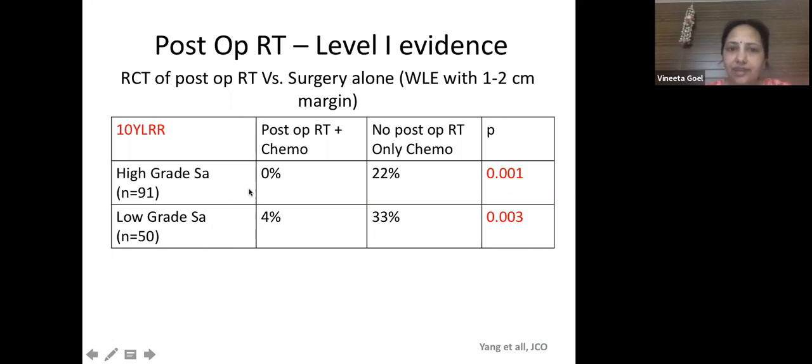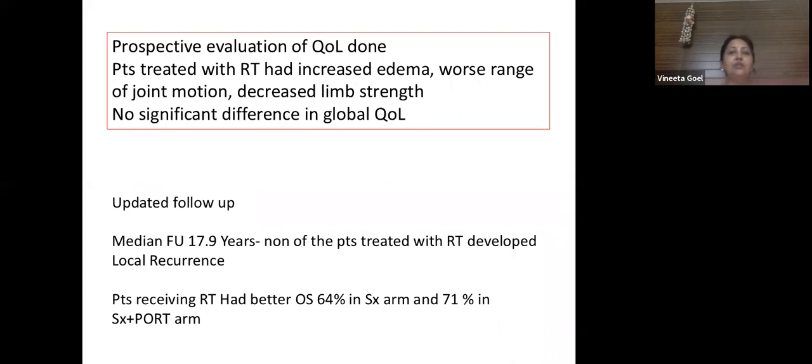There were 91 patients of high-grade sarcomas, and with the addition of radiation therapy, the 10-year local recurrence rate in these patients was 0%, as compared to 22% without post-operative radiation therapy. And the p-value was significant. Even in the low-grade sarcomas, after addition of radiation therapy, there was a 4% local recurrence rate as compared to 33% without post-operative radiation therapy. So this landmark trial showed us that radiation therapy definitely improves local recurrence amongst both low-grade and high-grade sarcomas. And this study also did a prospective evaluation of quality of life of these patients.